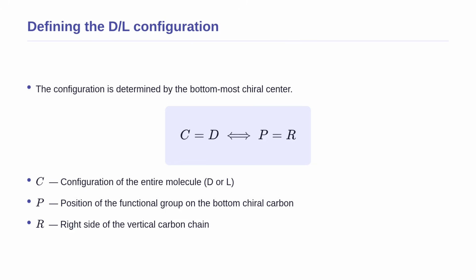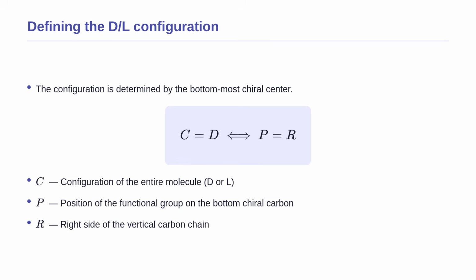Now that we understand the concept, let us look at the formal rule for assigning this configuration. The formula on screen shows that the configuration is strictly determined by the position of the functional group on the bottom chiral carbon. The variable C refers to the final D or L label assigned to the entire molecule. The variable P represents the position of the functional group on the highest numbered chiral carbon in the vertical chain of a standard Fischer projection.